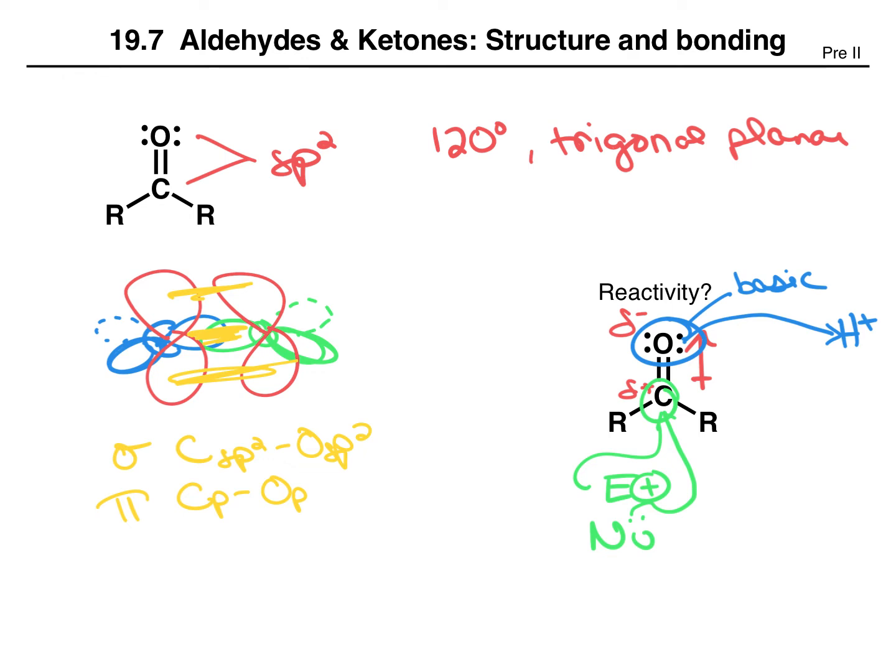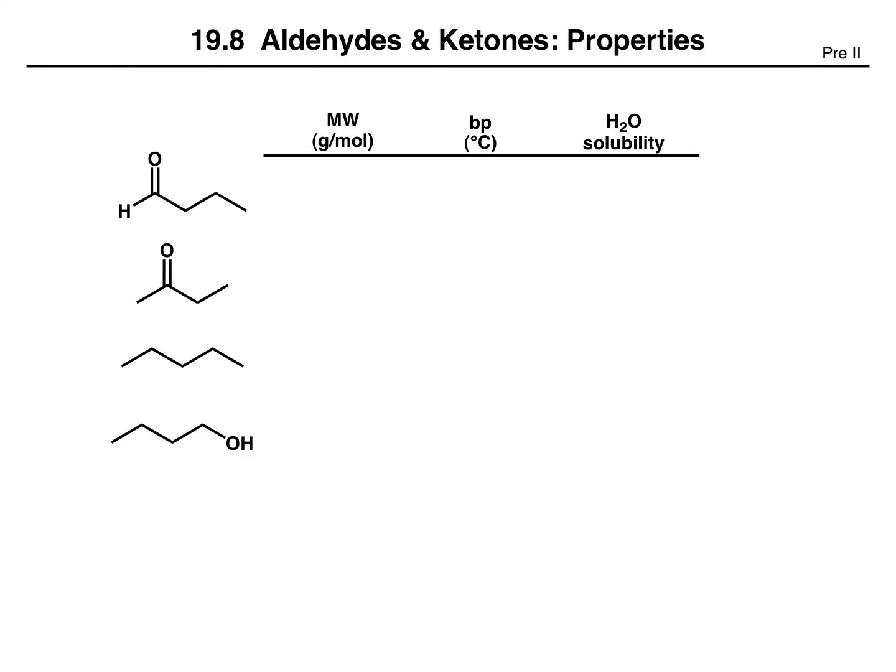But in the case of an aldehyde, one alkyl group can help, but a hydrogen is not able to release much electron density. So a hydrogen is not going to help stabilize this partial plus, which means overall an aldehyde is going to be less stable than a ketone. As we're going to see later, this has important implications in terms of relative reactivity of aldehydes compared to ketones. Let's consider physical properties of aldehydes and ketones.